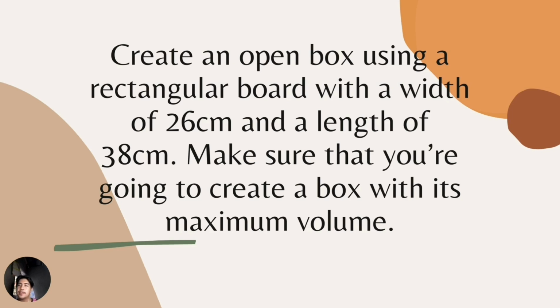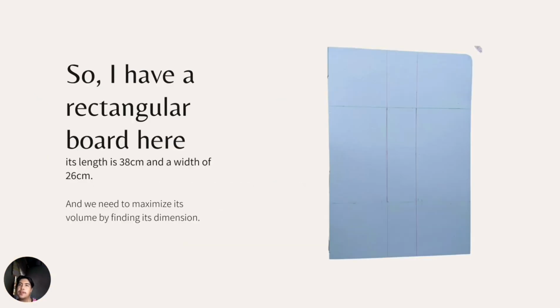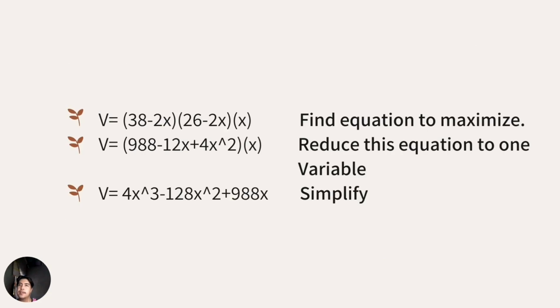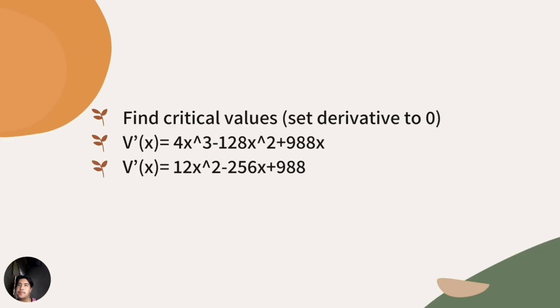So now we are going to create a box using a rectangular board with a width of 26 centimeters and a length of 38 centimeters. Make sure that the box we are going to make is at its maximum volume. So I have the rectangular board here. Firstly, we need to find the equation to maximize. Then reduce this equation to one variable and simplify.